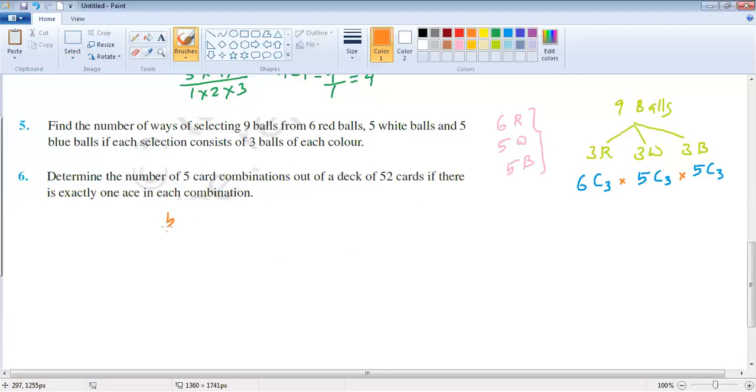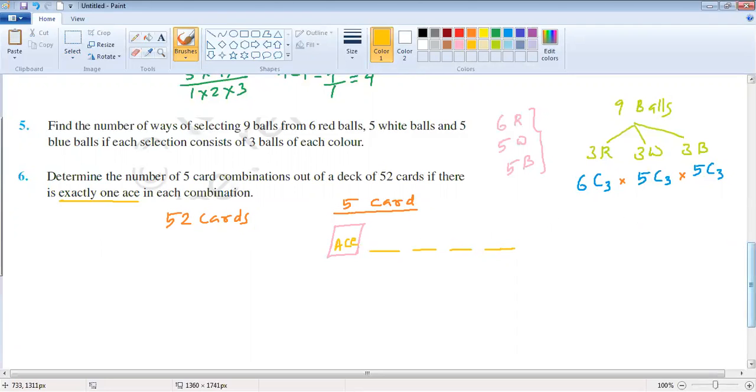So total 52 cards are available. You need 5 cards, and it says there is exactly 1 ace in each combination. So 1 card should be an ace. The remaining 4 cards can be anything other than ace, because exactly 1 ace, so 1 card should be ace and the other 4 cards are any card other than ace.